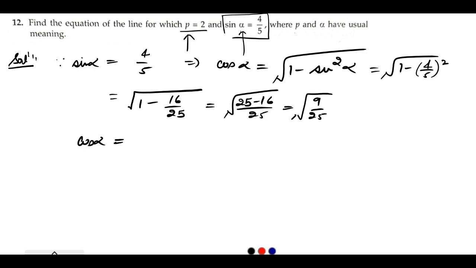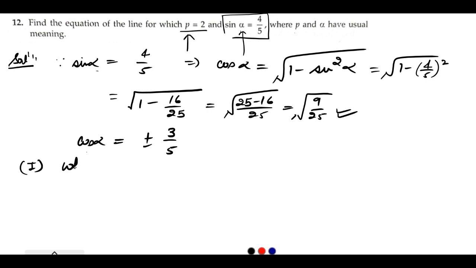Cos alpha is equal to plus minus 3 by 5, taking under root of this. Then we will get two equations. For the first, sin alpha is equal to 4 by 5, cos alpha is equal to plus 3 by 5. And for the second, sin alpha is equal to 4 by 5, but cos alpha is equal to minus 3 by 5.